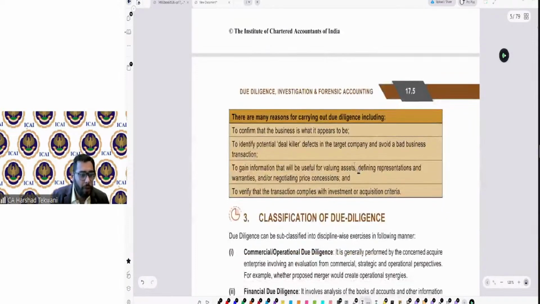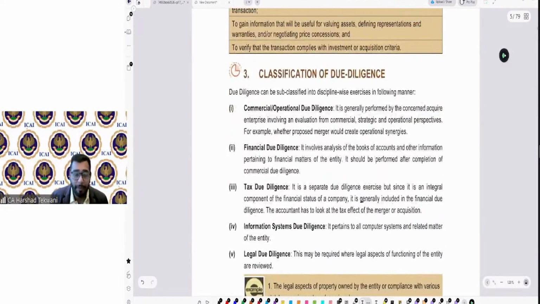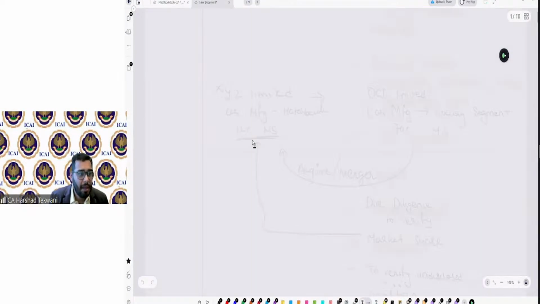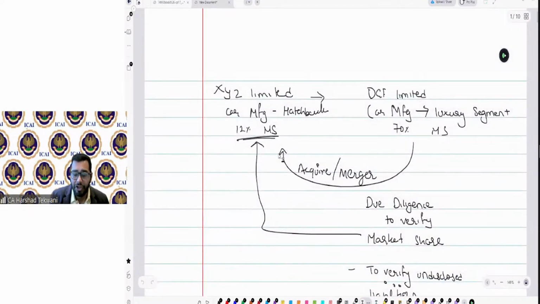Now, as I told you, why due diligence is covered. Now, again, the type of due diligence, and as I just explained you various types of due diligence. So it can be commercial due diligence or operational due diligence to verify the commercial, strategic or operational perspective of the company. For example, if I verify 12% market share, if I verify what plant, what equipment the company is using, how is the plant and equipment life of a company.